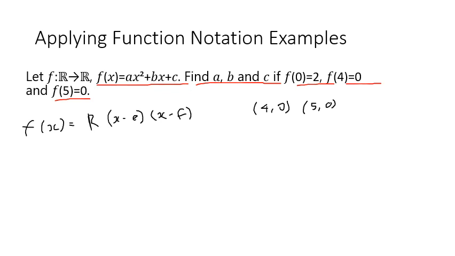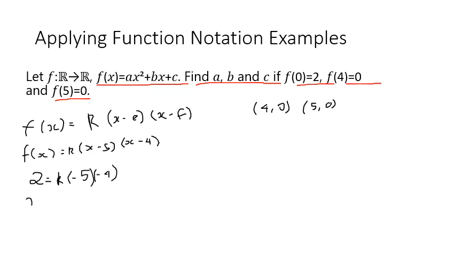So those are our 2 x-intercepts. So we can sub those values in. So f of x is equal to k brackets x minus 5 and x minus 4. And so now to get our value for k, we can sub in our other piece of information given to us, that when x equals 0, y is equal to 2. So we can write 2 is equal to k brackets negative 5, negative 4. And so 2 is equal to, a negative and a negative multiplied together equals positive, 20k. And if we divide both sides by 20, k is equal to 1 over 10.